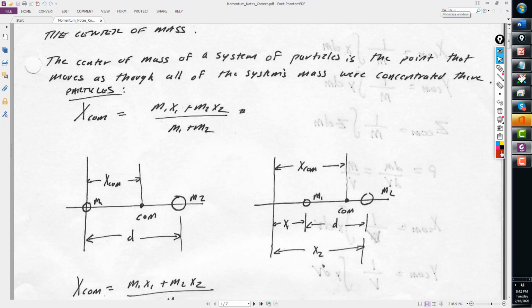So there's a formula for the center of mass. The center of mass formula for the x component is: x center of mass is mass 1 times position 1 plus mass 2 times position 2, over mass 1 plus mass 2. And we're going to learn later that that's going to extend also for multiple masses.